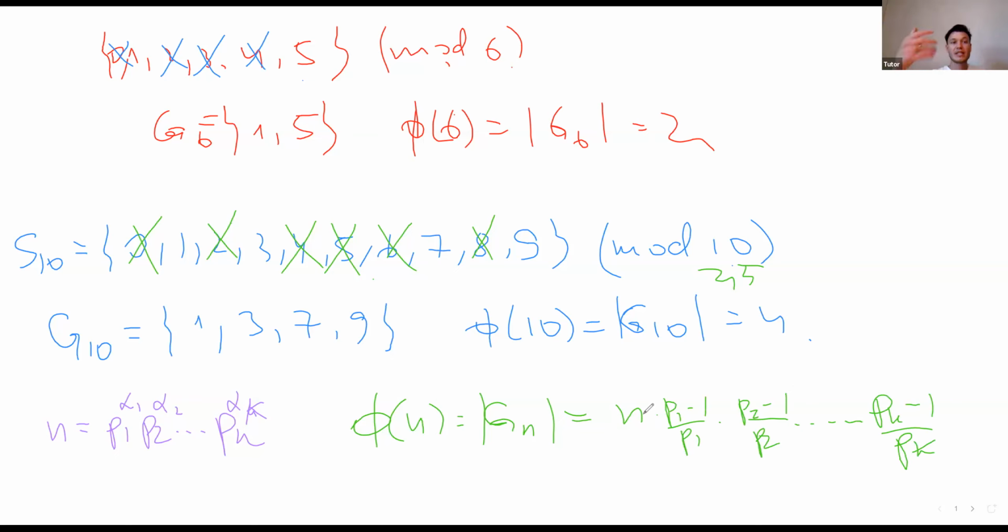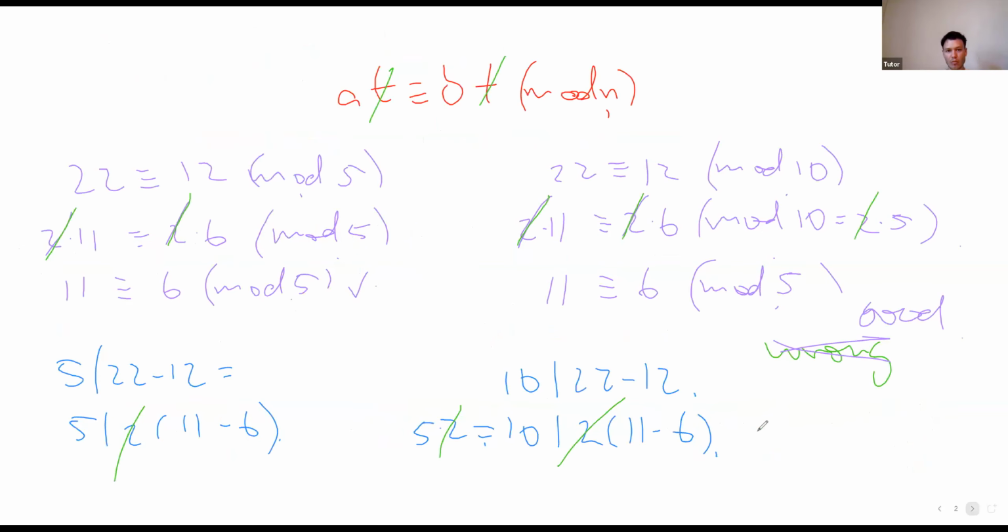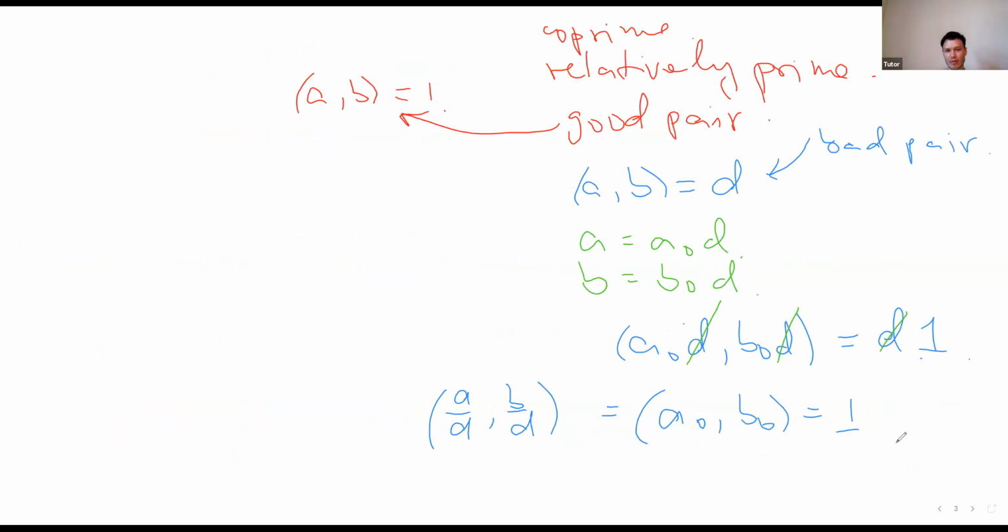And the way you can think about this formula, this is basically a probability. Let's say that I had some numbers. So I have this set, Gn, which is the good remainders: r1, r2, all the way until rk, that are good to n, mod n. So basically it means that ri and n are good remainders.